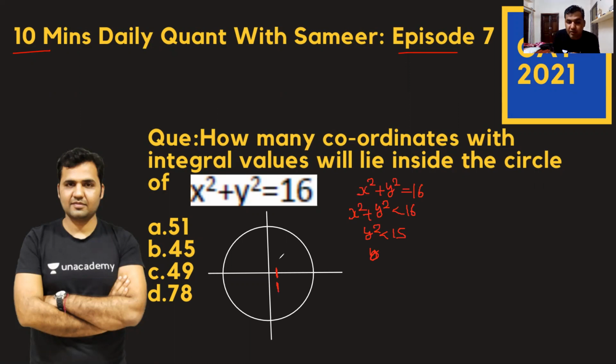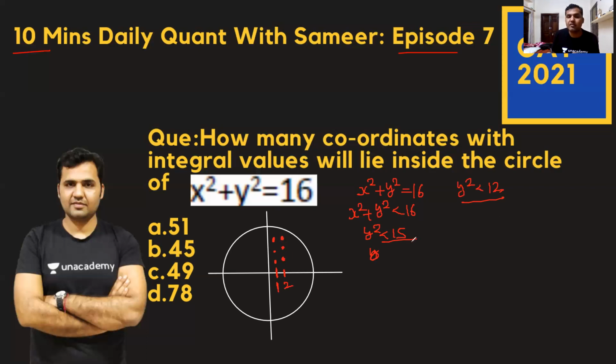So let's find out the points in the first quadrant. Then you can say y can be 1, y can be 2, y can be 3, y cannot be 4, because y square has to be less than 15, right? If I'm taking x to be 2, let's say, in that case, y square will be less than 12. Then y can be 1, y can be 2, and y can be 3 again.